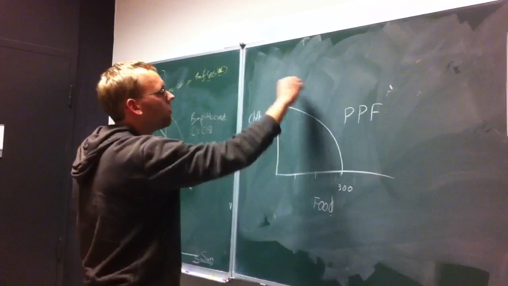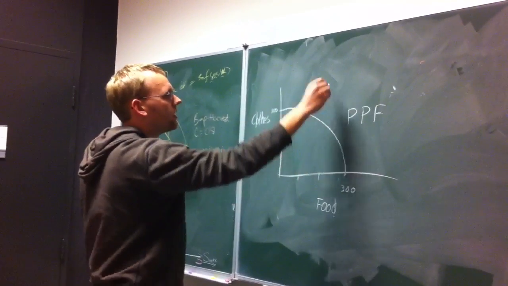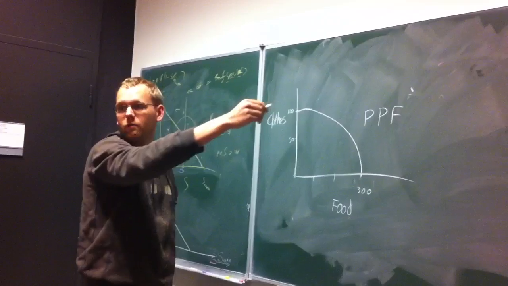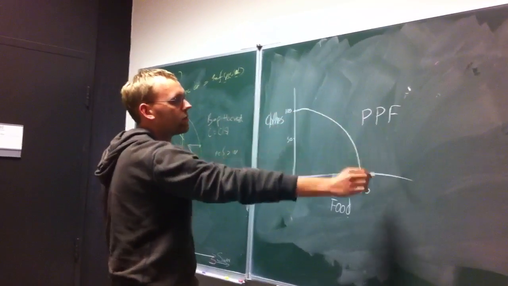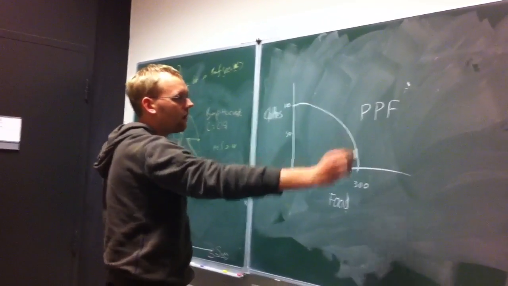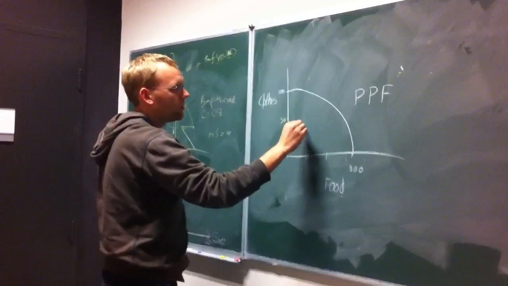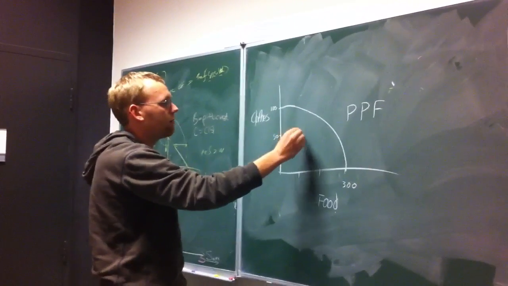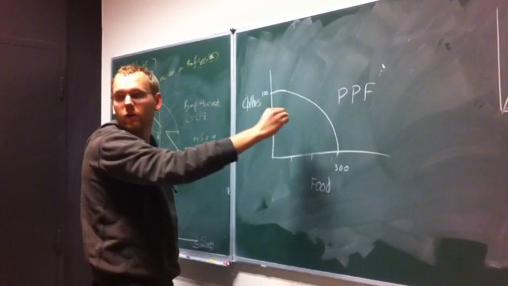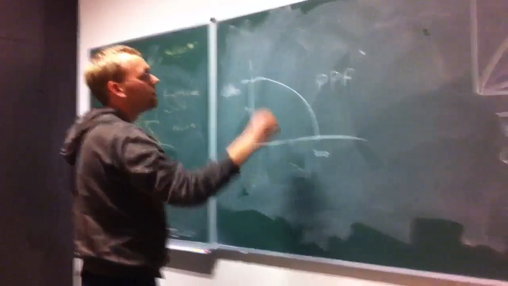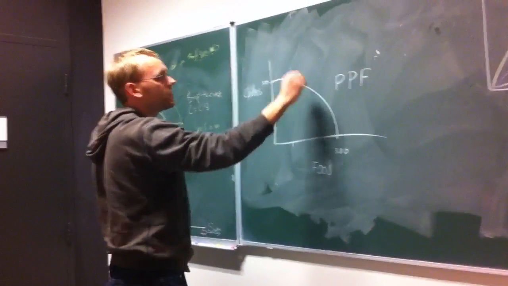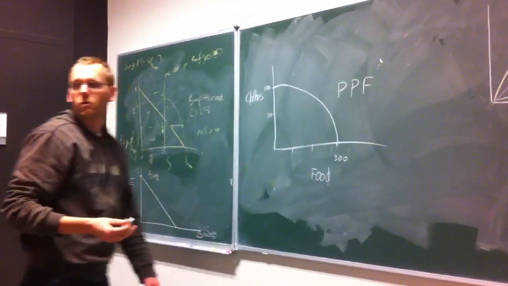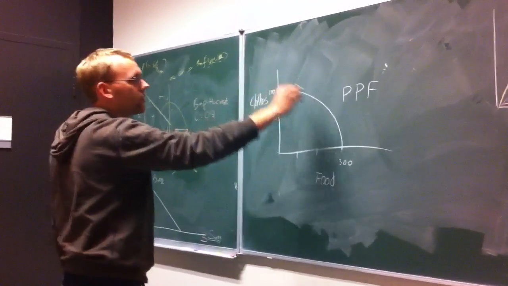So basically all these points here are production combinations that they cannot make. They don't have enough resources to make anything outside of the PPF. And all the points in here are inefficient because they still have resources left to make either more clothing or more food. So when you want to optimize social welfare, your optimal production is going to be on this PPF.